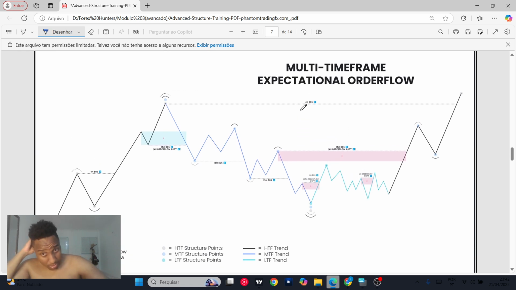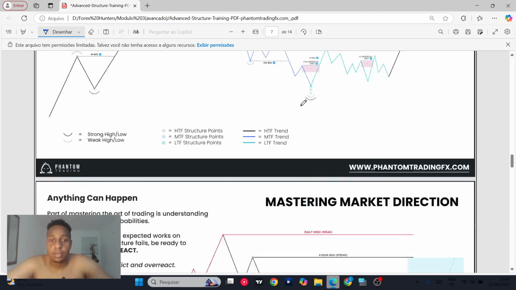So basically, order flow, you watch it like this, using multi-time frame analysis, using high time frame POIs, high time frame trends, and high time frame movements to predict trends on the lower time frame. So this is how we will work.